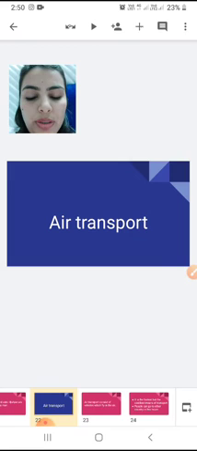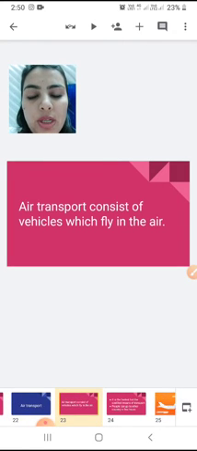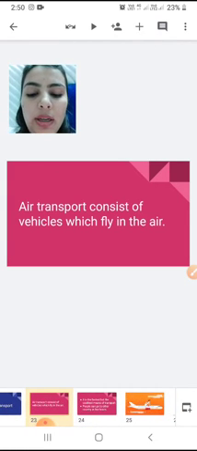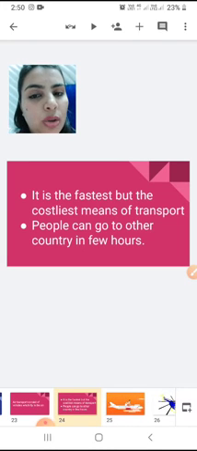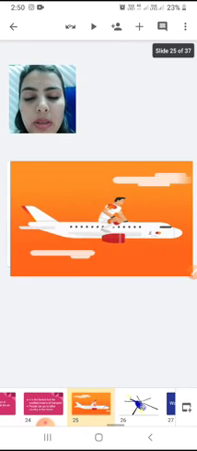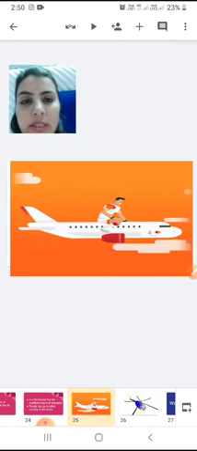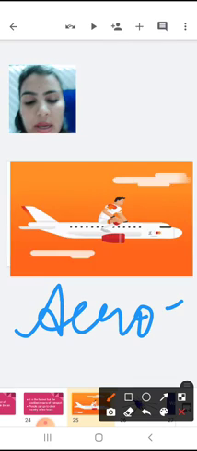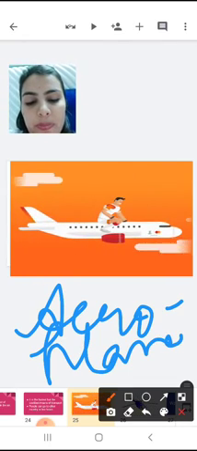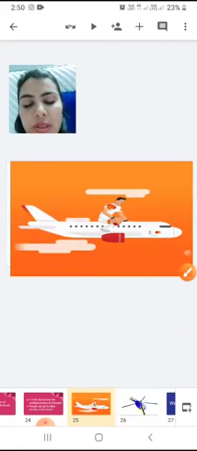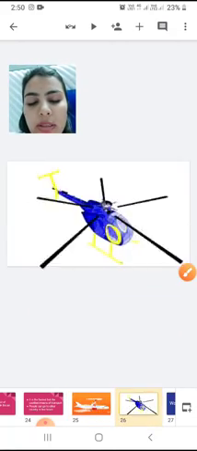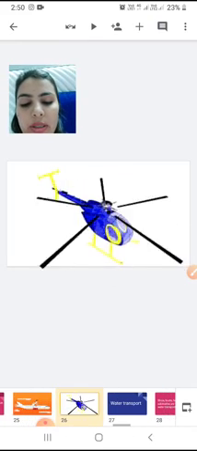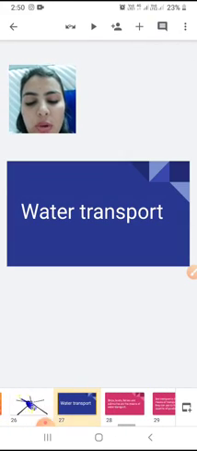Next is air transport. Air transport consists of vehicles that fly in the air. It is the fastest but the costliest means of transport. People can go to another country in a few hours. See here what it is. It is an aeroplane. Another means of air transport is the helicopter. Here is a helicopter.